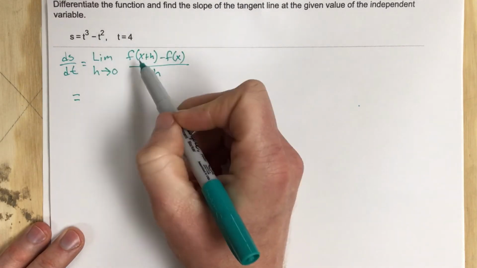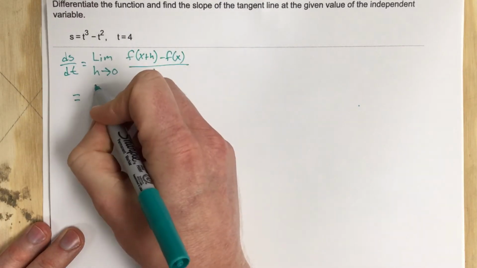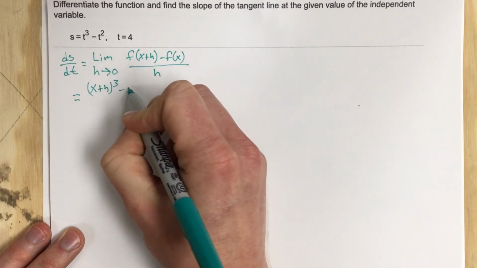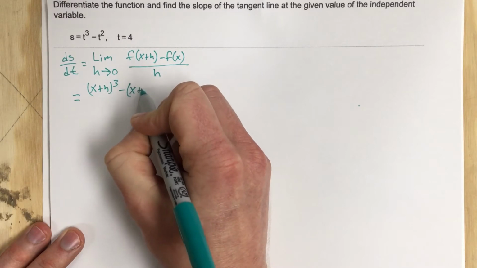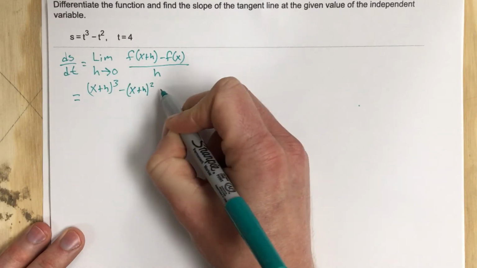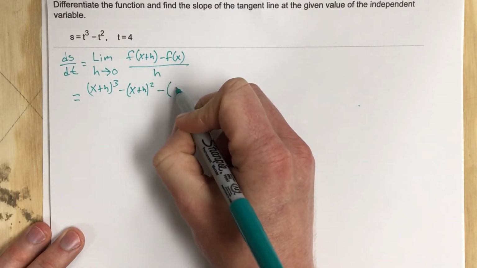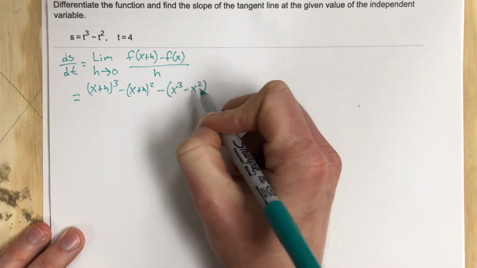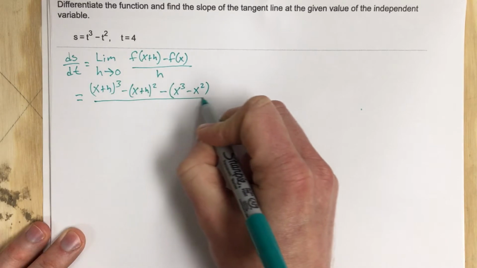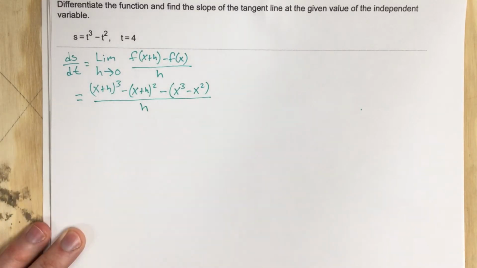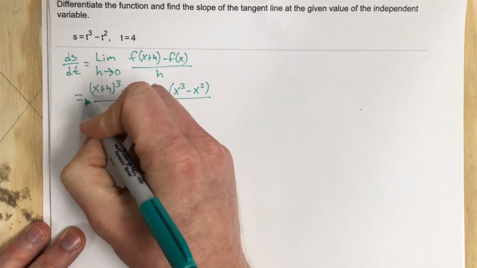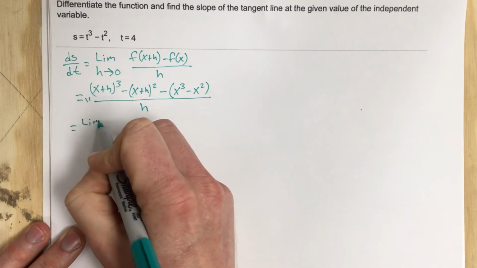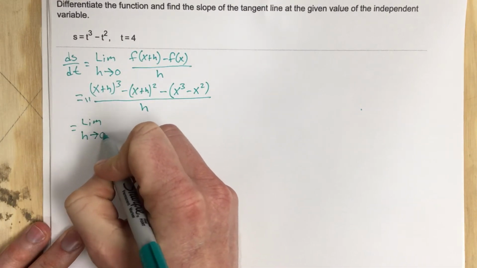So we're going to go ahead and plug in x plus h into the function. We get x plus h cubed minus x plus h squared minus x cubed minus x squared. That's all over h. Oh, and I forgot the limit here, so I'm just going to say ditto. Equals limit as h approaches 0.